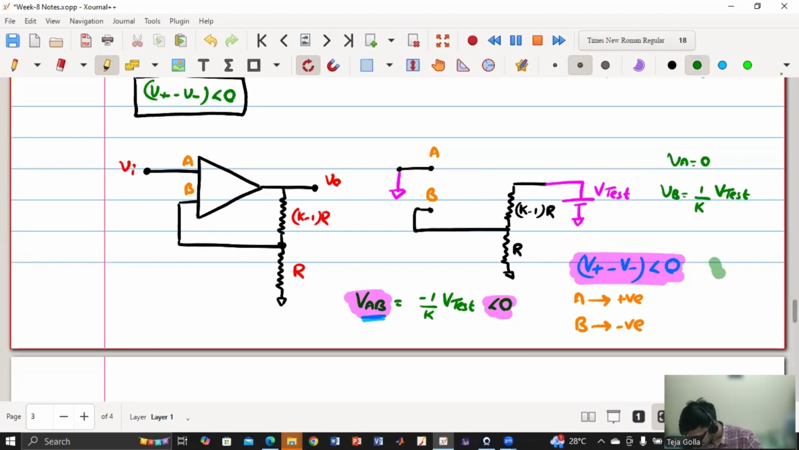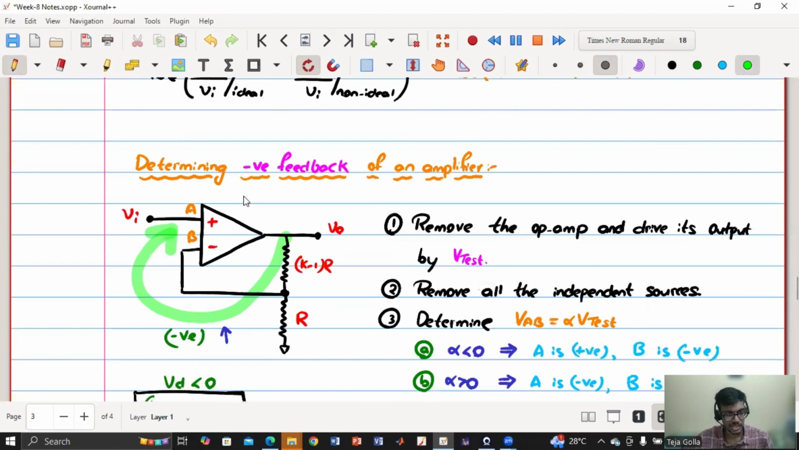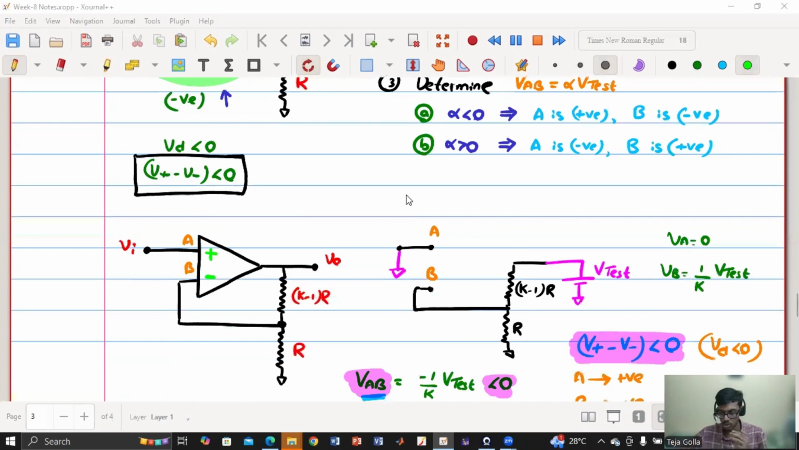Because my VD should be negative, because that's what my negative feedback definition says. Because VD should be negative, which means V plus minus V minus should be less than 0. So if I am getting VAB to be less than 0, it means A should be the positive terminal and B should be the negative terminal. So from the definition, this is my plus terminal and this is my minus terminal, which is what we are already considering in our earlier discussion. So did it clear your query, Roshan Ghosh?